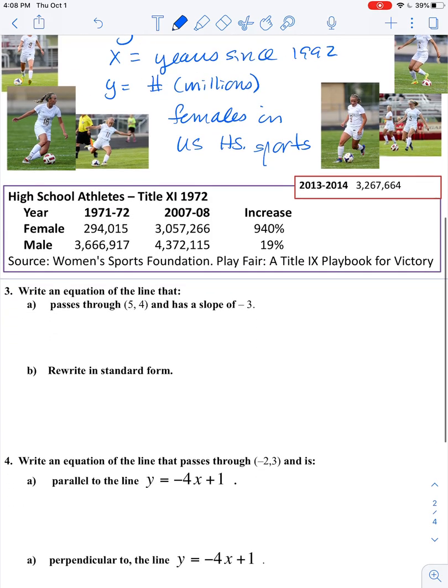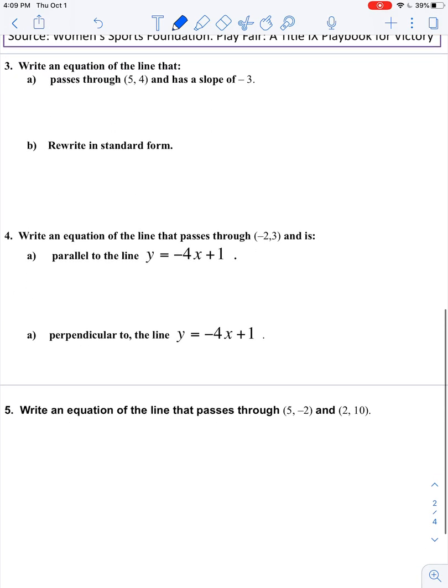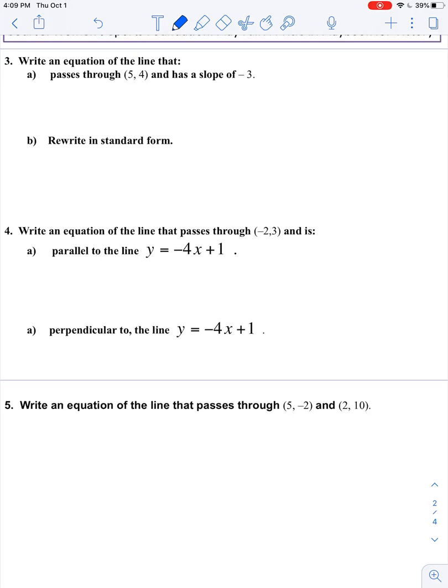So that's just talking you through how to think about things that have a rate of change and an initial value and how you can represent them as linear equations.